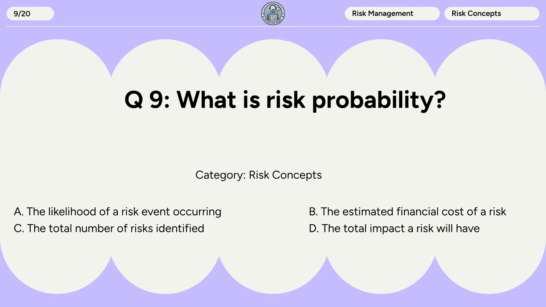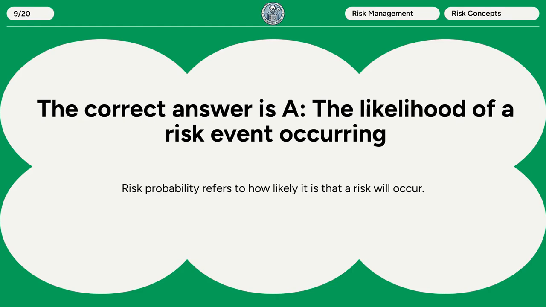Question 9. What is risk probability? A. The likelihood of a risk event occurring. B. The estimated financial cost of a risk. C. The total number of risks identified. D. The total impact a risk will have. The correct answer is A. The likelihood of a risk event occurring. Risk probability refers to how likely it is that a risk will occur.